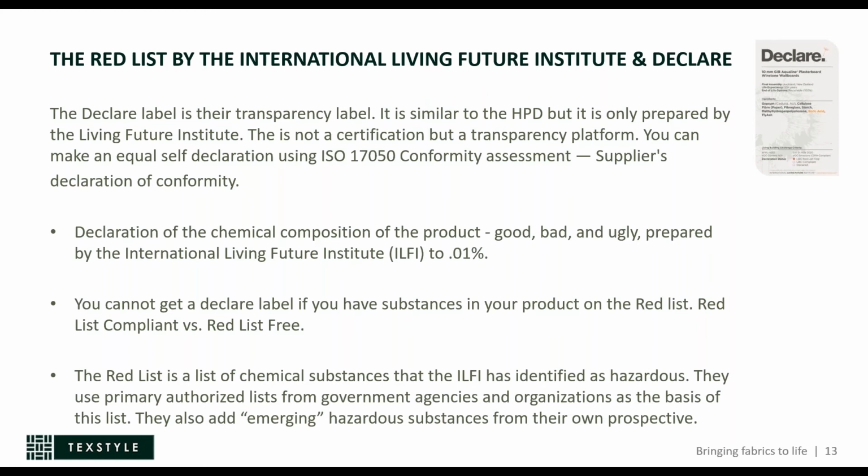You can have a Declare label, or you can have your own supplier declaration and say you're Red List free if you want to name all your substances. If you don't want to name all your substances, okay, you can. I guess you can get a label regardless of toxicity. Somebody noted that for me. I did not know that. I thought you had to be declared.